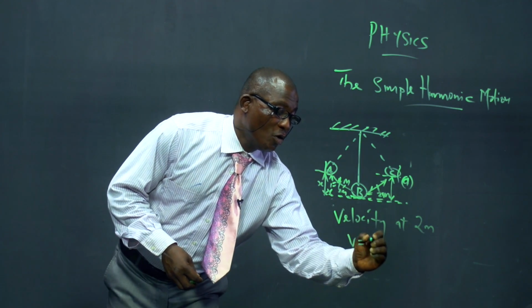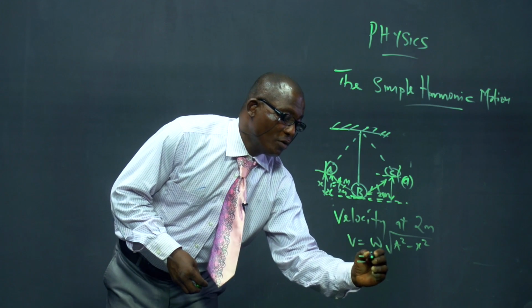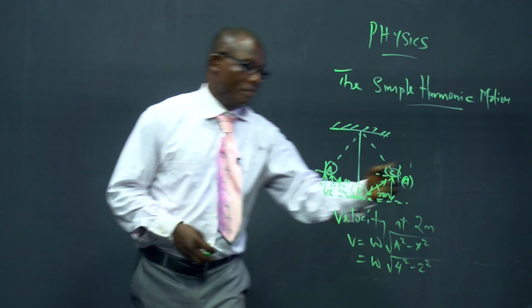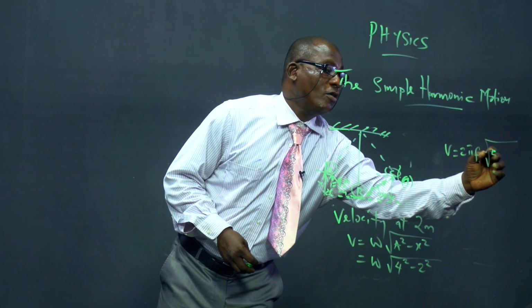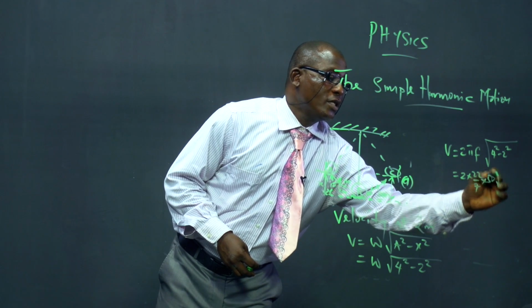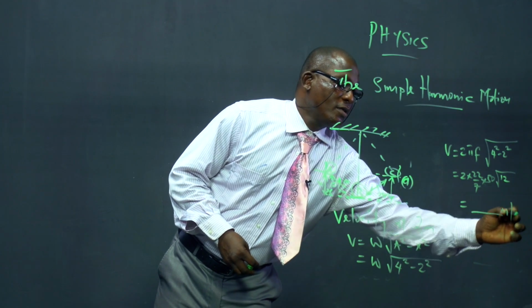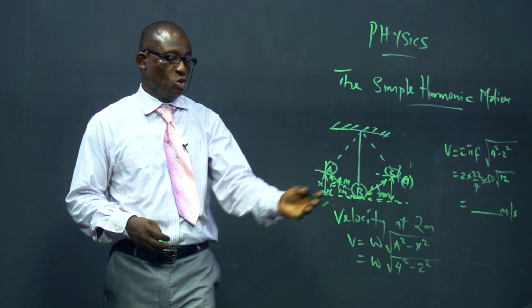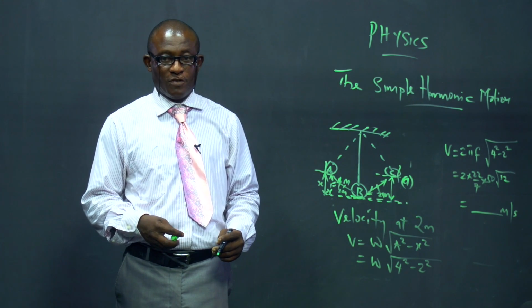Velocity is omega square root of A squared minus X squared. Substituting, omega square root of 4 squared minus 2 squared, giving us V equals 2 pi f square root of 4 squared minus 2 squared. That is 2 by 22 over 7 by 50, then square root of 16 minus 4, which is 12. So this will give us the velocity at a point 2 meters from the center.